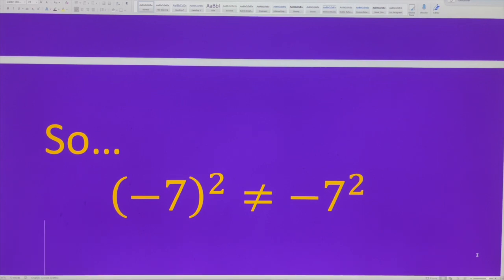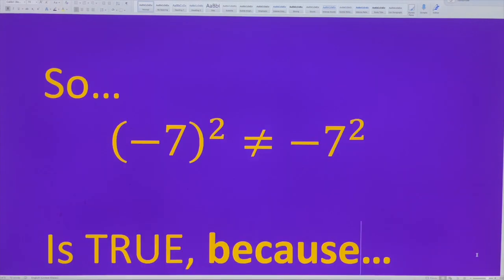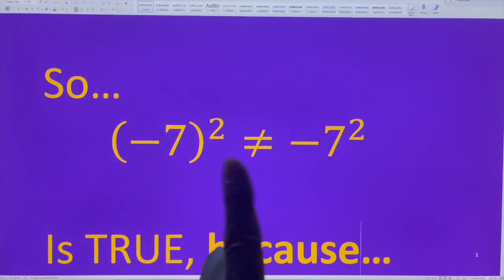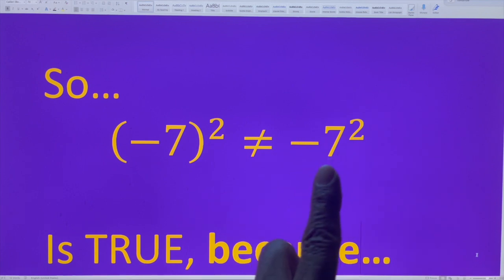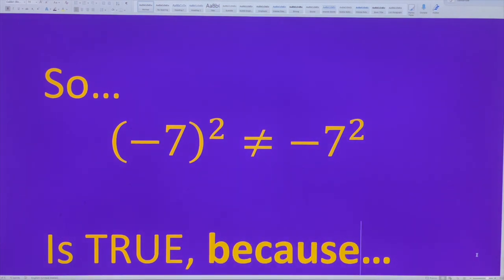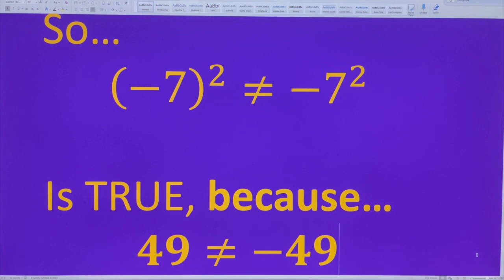But in conclusion, the expression negative 7 in parentheses squared does not equal negative 7 squared without the parentheses. So the statement, negative 7 squared in parentheses, like this, is not the same as, or does not equal, negative 7 squared without the parentheses. Because 49 does not equal negative 49. One number is positive and one is negative.